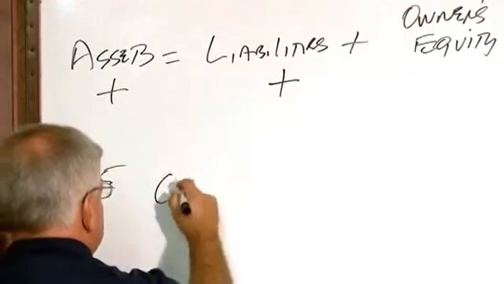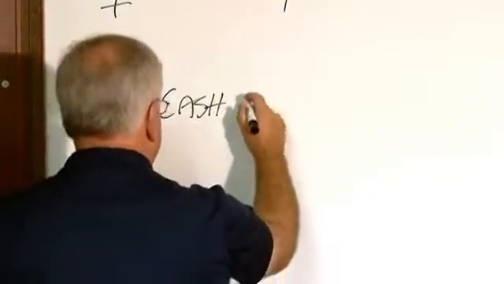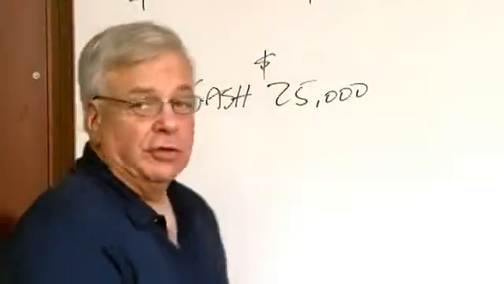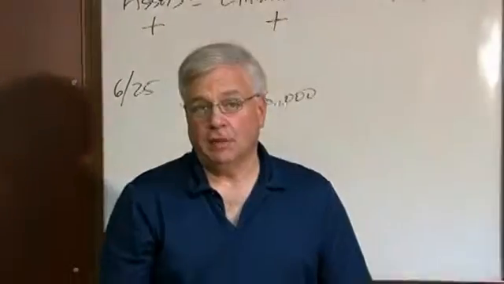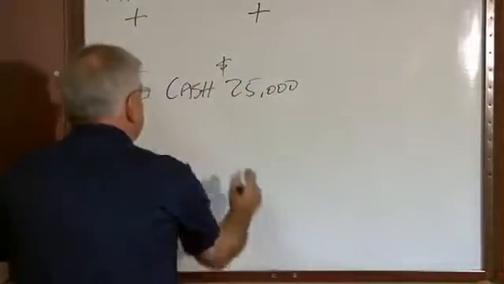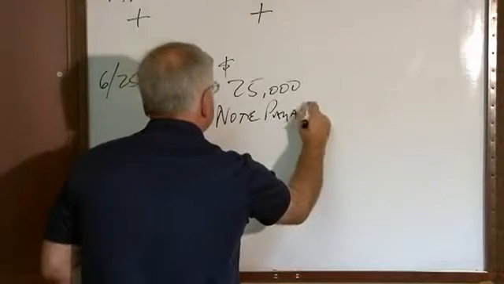So the journal entry to show this will be a debit to cash. Let's suppose that our journal entry is for $25,000. We're increasing the company's cash account by $25,000. How did they come to get it? They borrowed it from a bank. So the credit to note payable will handle the borrowing for us.